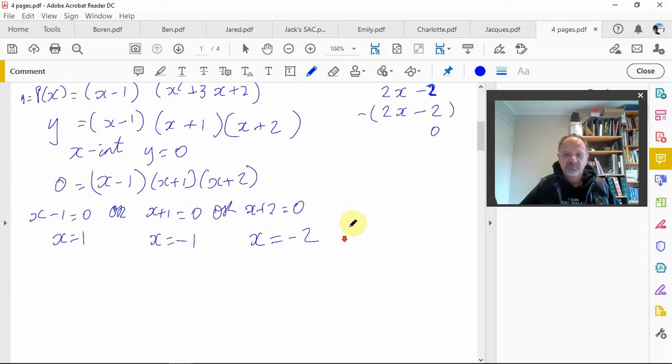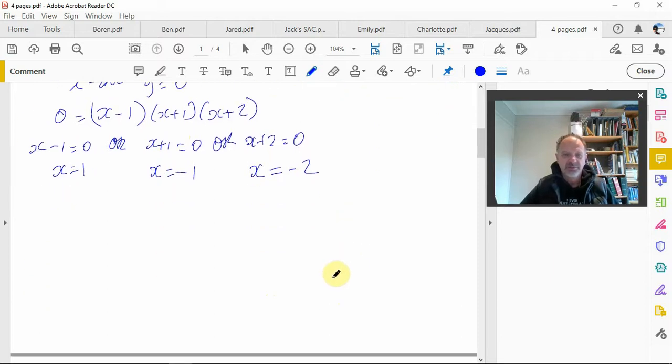So what we can do is, as I said, a rough sketch. And what we know about our rough sketch here, probably didn't need to go that far over here.